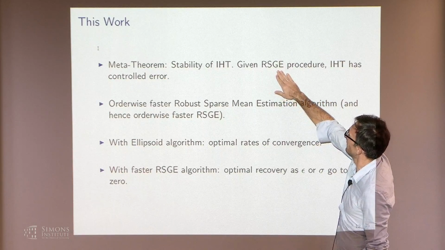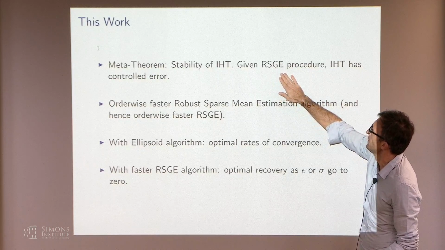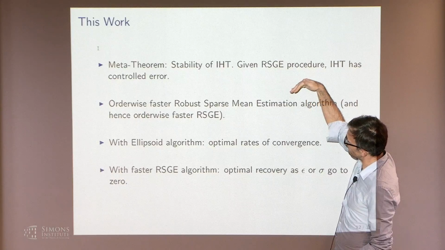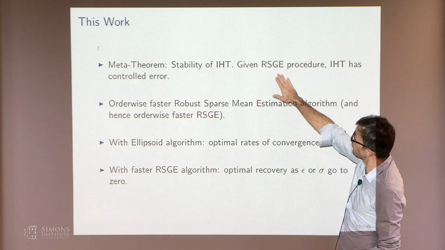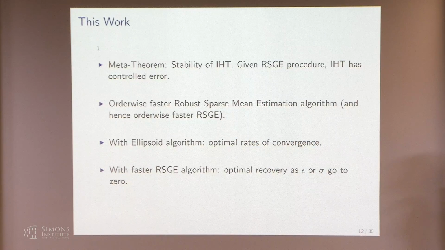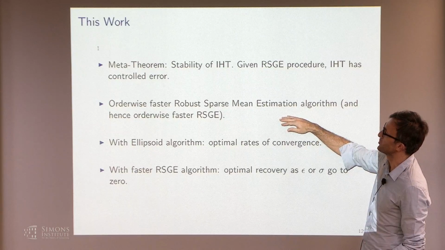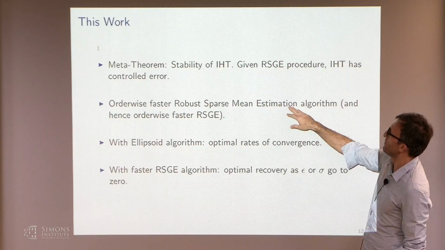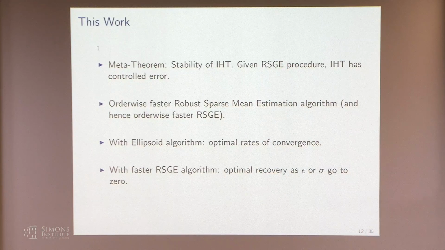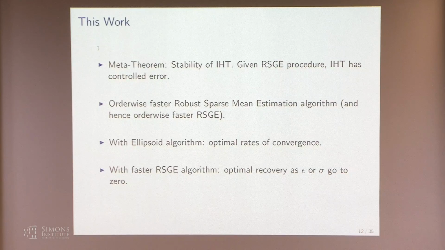One is an ellipsoid-based algorithm that's used as a robust sparse gradient estimate, and I'll explain a little bit how that works. That basically requires quite a bit of computation. Then I'll improve that by an order of the dimension, so order-wise faster, using a different robust sparse mean estimation algorithm. So there are two parts to these results. The first is giving a robust sparse mean estimation algorithm that is faster by a factor of d, the dimension. And then also showing that for any robust sparse gradient estimation algorithm you plug into IHT, if you tell me what your guarantees are on your RSGE, then I'll tell you what error you're going to have for iterative hard thresholding.